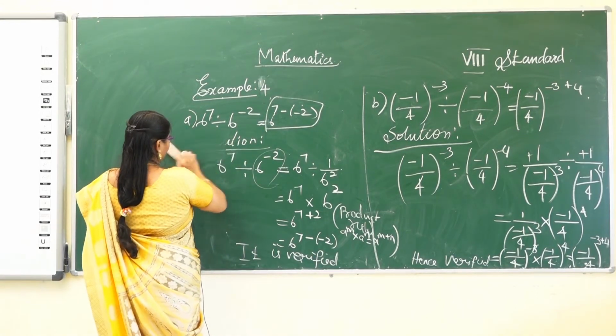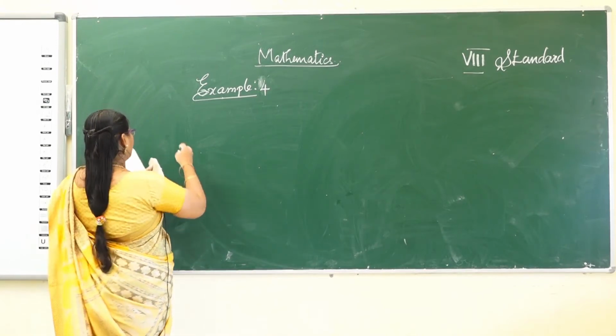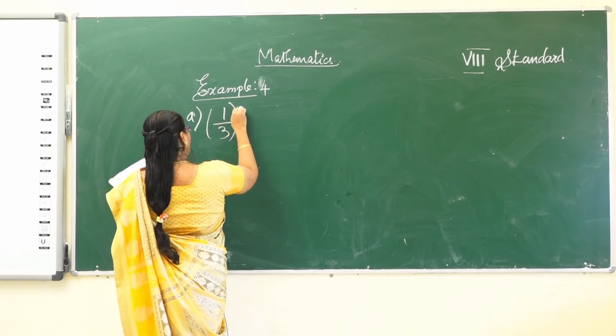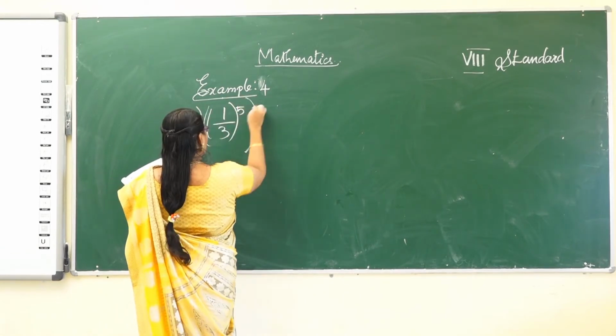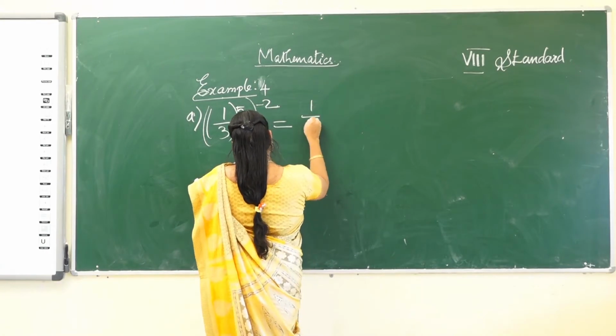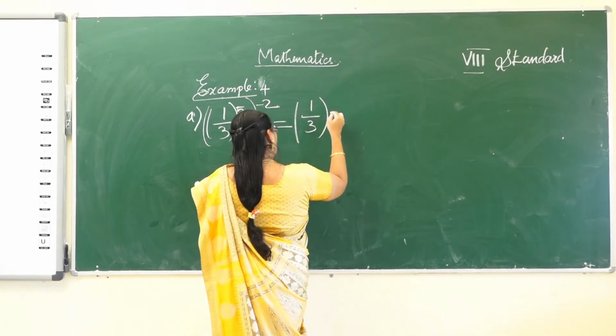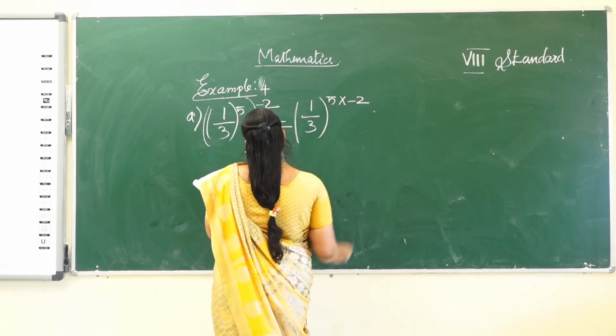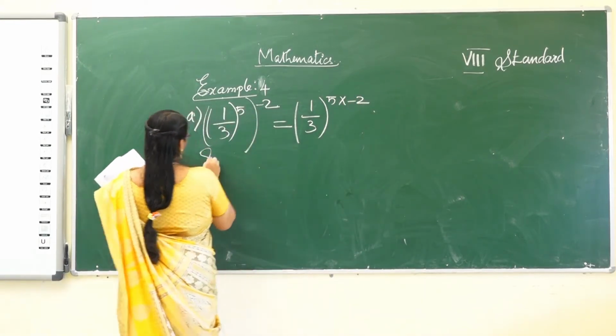Verify the following. Example 4. First one: (1 by 3) the whole power 5, the whole power of minus 2, equal to (1 by 3) the whole power of 5 into minus 2. Okay, so we need to prove it.